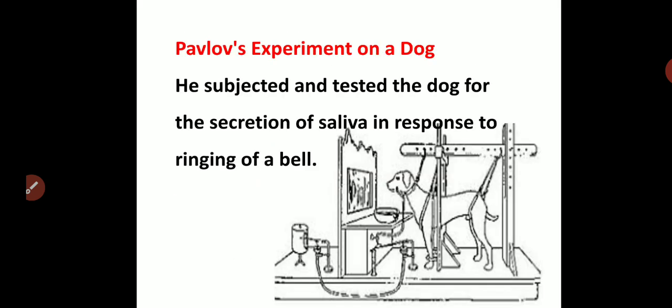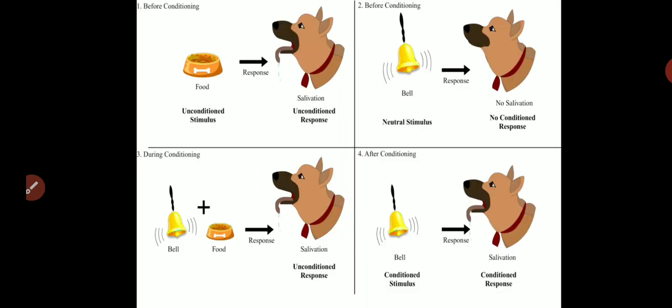And to prove this, there was a person by the name of Pavlov. He was a Russian physiologist, and in the year 1920, he demonstrated that a particular response could be evoked to a particular stimulus that does not occur in nature. For that, he experimented on a dog. Carefully observe all the labelings in the picture.